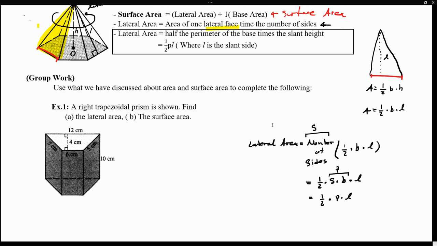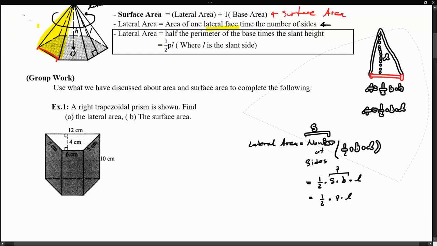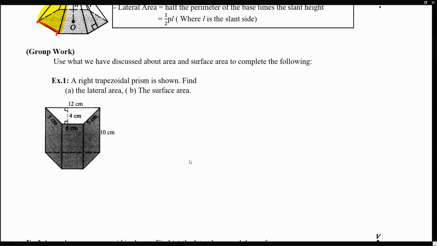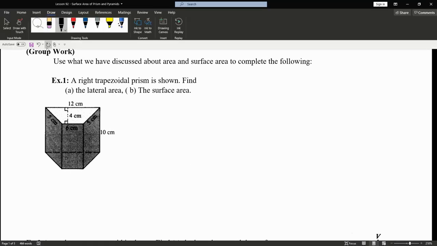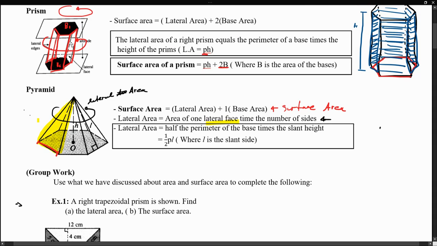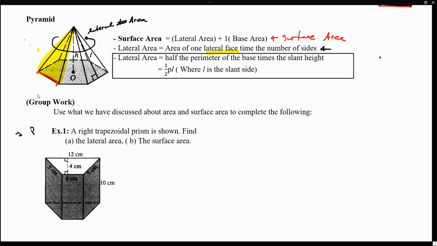So now that we have discussed all this, let's do some quick examples. Let me just make some space and let's use all this information that we've been discussing. Now let's try to find the lateral area and the surface area of this figure, which is nothing more than a prism. So we're looking at a prism now.